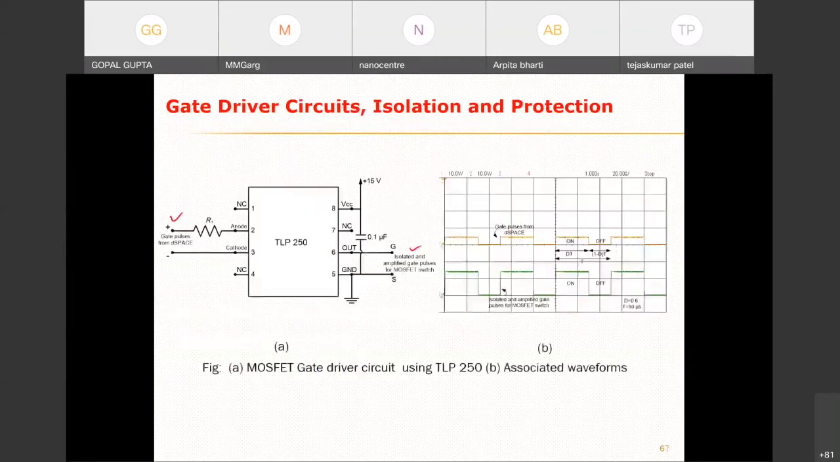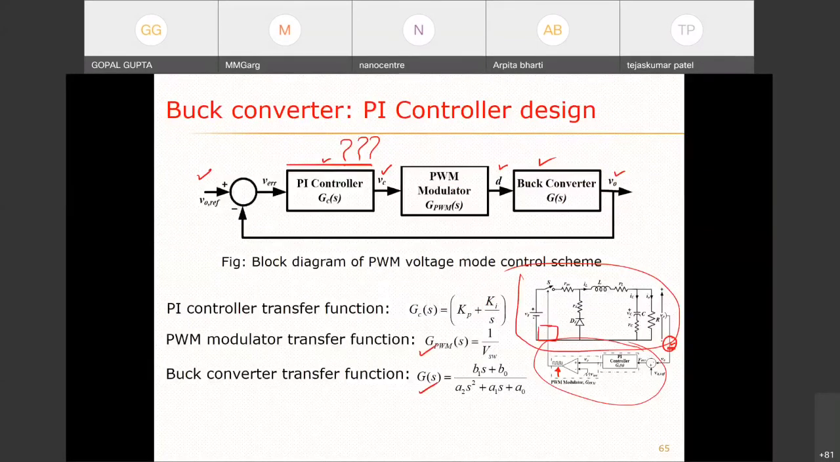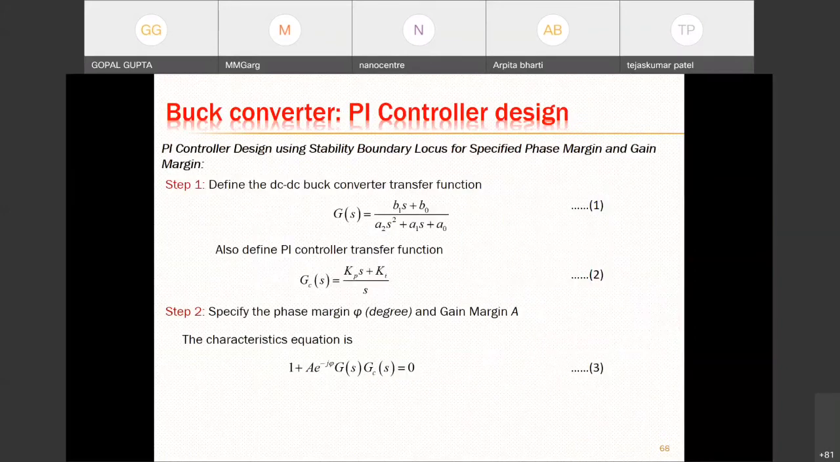Nowadays, different driver ICs are available, so we just apply the input voltage and it will isolate, amplify and give the pulses. So that is being used in hardware circuits. In simulation, we normally connect it directly, right? Okay, so now let's go to how to design the controller.